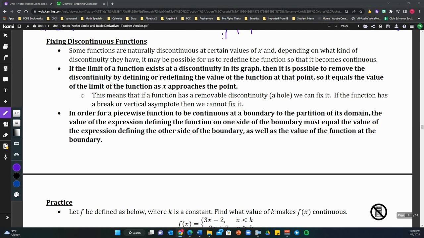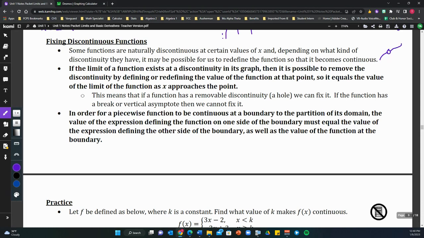For our final topic in this section, we're going to talk about how we can work to fix discontinuous functions. So some functions are naturally discontinuous at certain values of x, and depending on what kind of discontinuity they have, it may be possible for us to redefine the function so that it becomes continuous. So this is mainly referring to removable discontinuities.